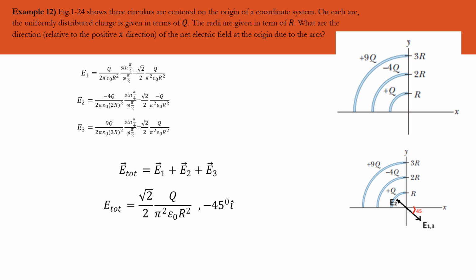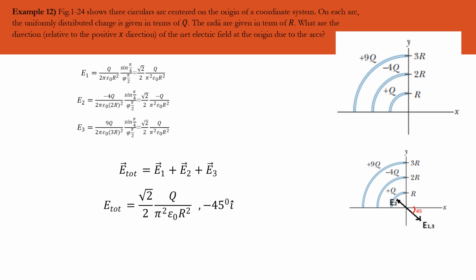What is the question? You are supposed to find the direction and the magnitude of the electric field at the origin due to all these three arcs. Okay, first of all, you have to pay attention, everybody. According to our main equation described in the previous slide, the equation contains sine half phi, and in the denominator of the fraction we have phi. So phi, everybody, must be written in terms of radians.